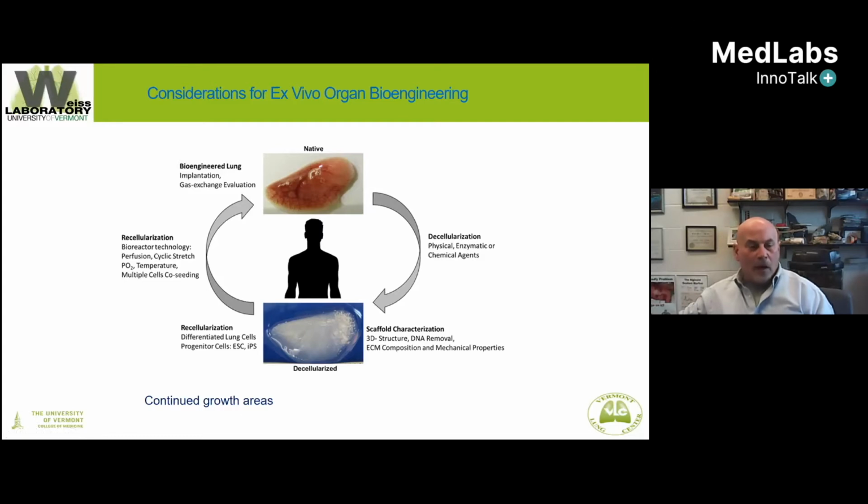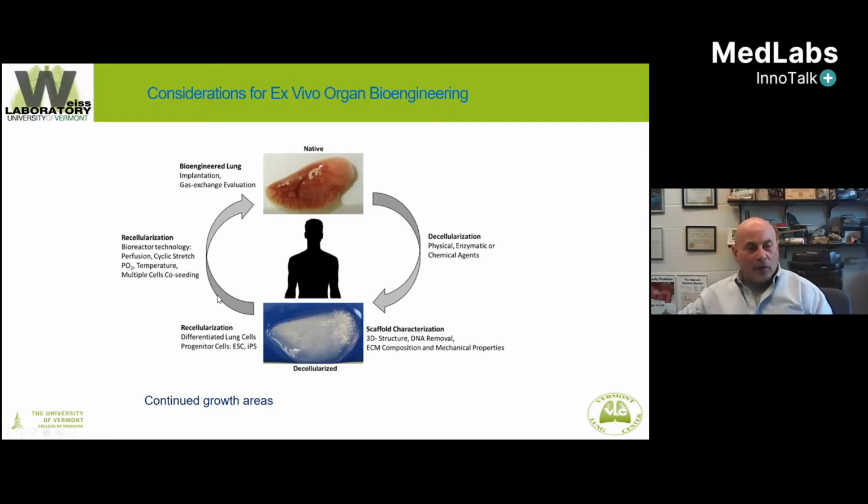And then what kind of cells do you use when you go up the stream to recellularize? Do you use differentiated lung cells? Do you use progenitor cells such as ESCs, embryonic stem cells, or iPS, induced pluripotent stem cells? So there's a wide menu to choose from. And then again, you have to be able to get the cells into the right place. And then even more complicated, do you put them in all at the same time? Do you do them sequentially? What growth media do you use?